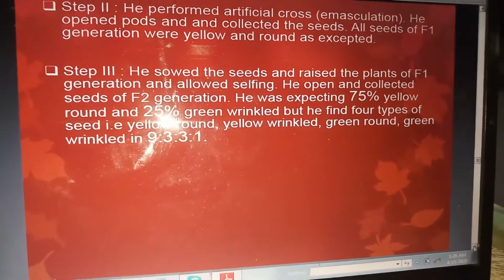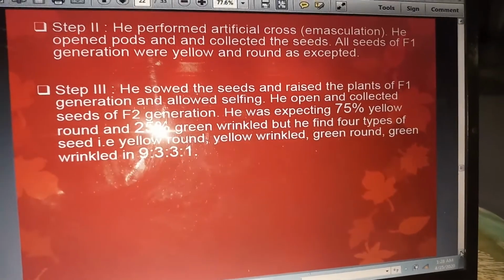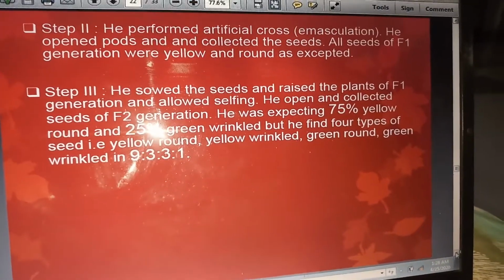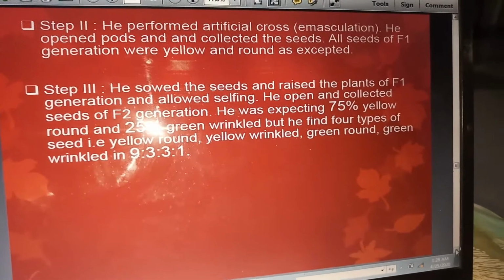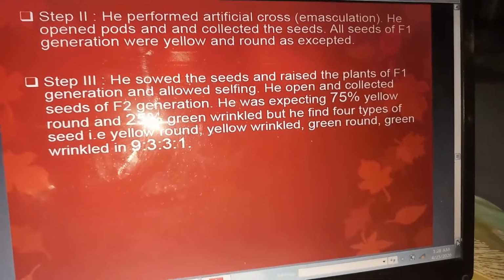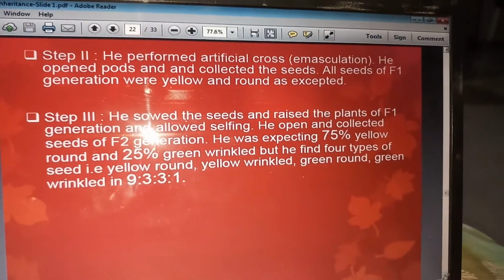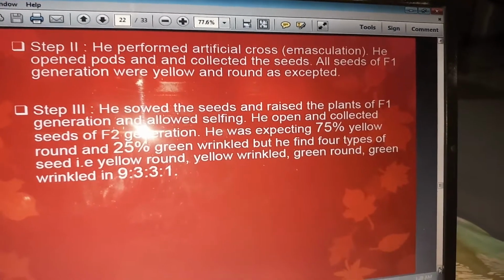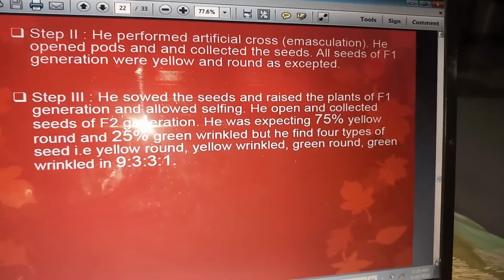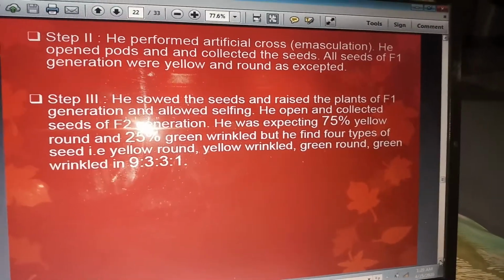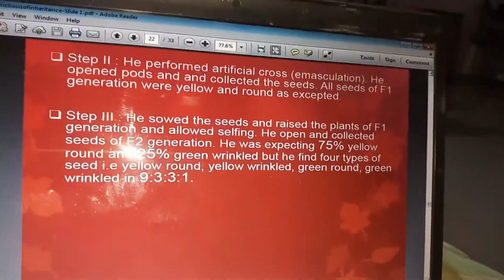Step 3, he sowed the seeds, raised the plants of the F1 generation and allowed selfing. He opened and collected seeds of the F2 generation. He was expecting 75% yellow round and 25% green wrinkled, but he found 4 types of seed, that is yellow round, yellow wrinkled, green round and green wrinkled, in the ratio 9:3:3:1.